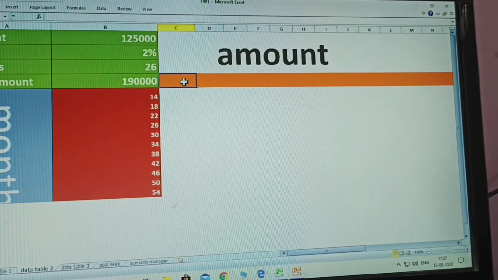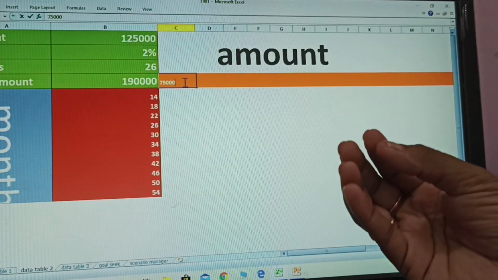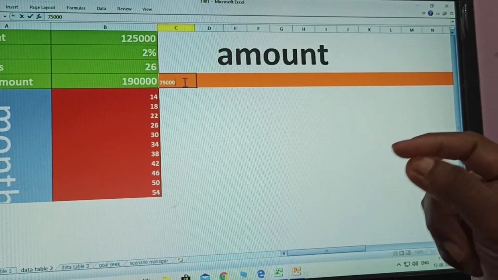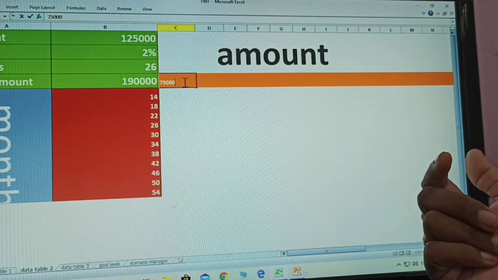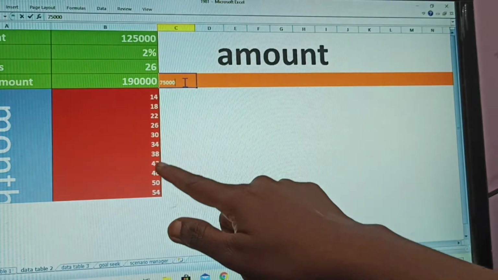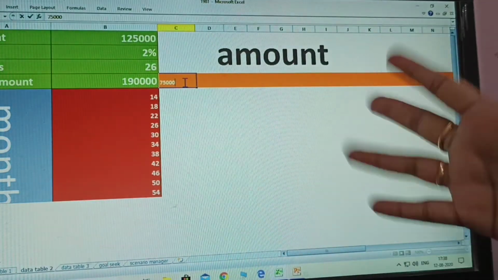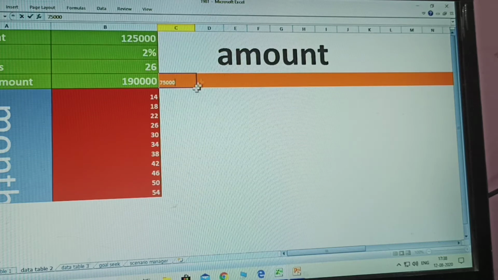See here, I have given 75,000 at 1%. It does not mean all members take 26 months. Why? Different persons pay interest for different months: 1% for 14, 1% for 18, 22, 26, 34, 38, all different. Some members take 54 months, and they do not pay any interest until after 54 months.